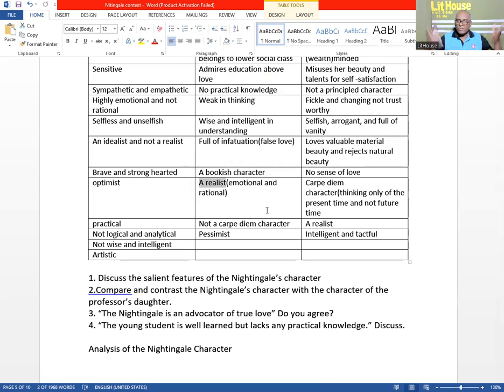He has emotions, rational thinking, sensitive, everything, right? Both negative and positive. White qualities and black qualities. Good qualities and bad qualities. Mixture of goodness and badness. That is realist. Realism.